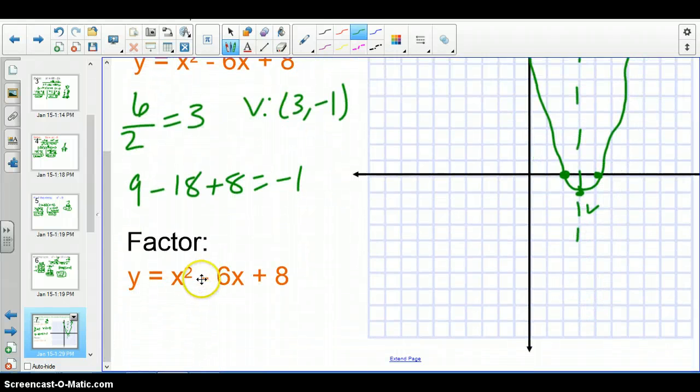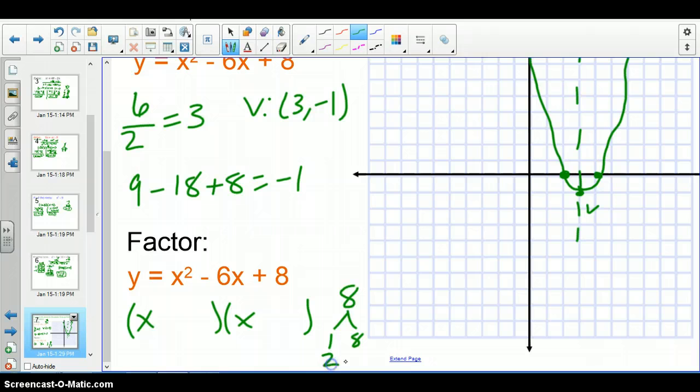So what we have to do is solve this right here. So let's factor it. If we factor it, we have x times x. Now we need to find factors of 8, two numbers that multiply to 8 and when added give us negative 6. Well, if we look, 2 and 4 can get us to 6. They both have to be negative, so you plug them in here. So x minus 2 and x minus 4.